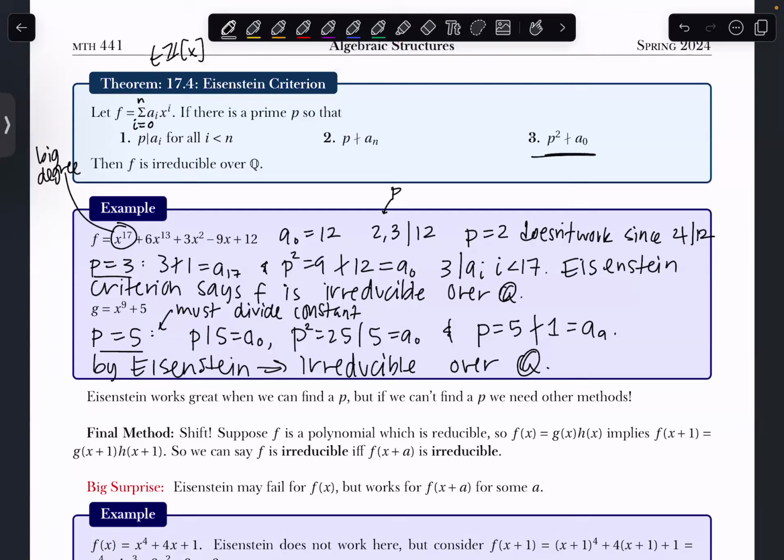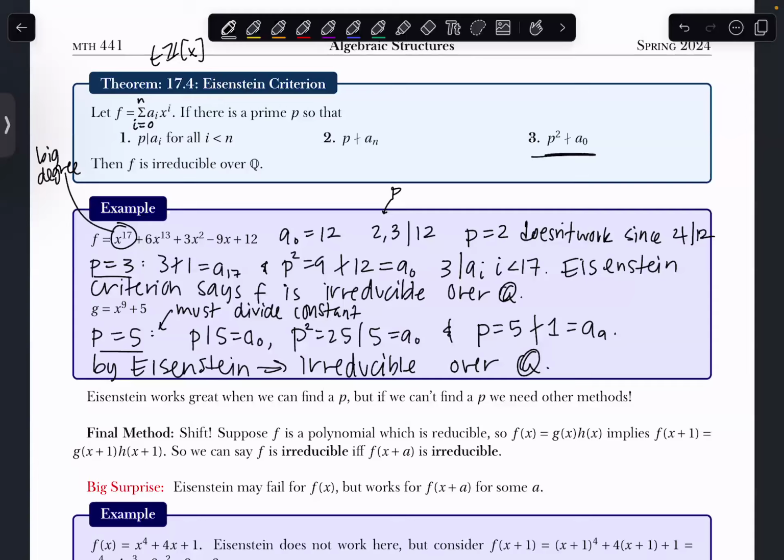If I can find a prime, which I can't always do, but if I can find a prime where the prime divides all the coefficients except for the leading one, that's what number 1 and 2 are saying. And if I square the prime, it doesn't divide my constant coefficient. Immediately, I know it has to be irreducible over Q.